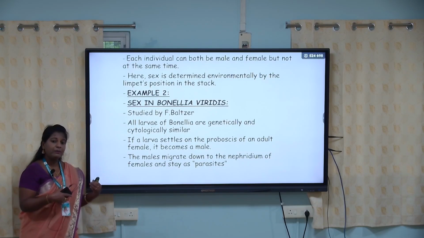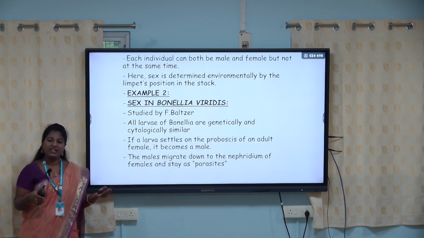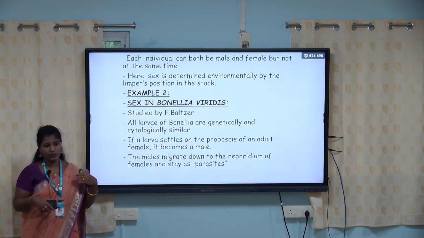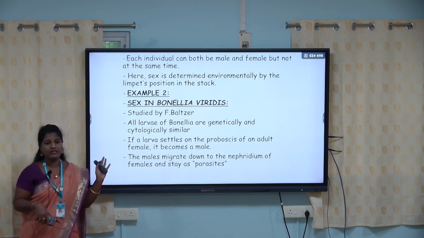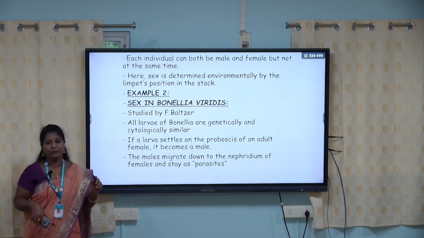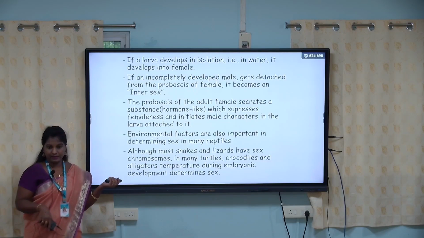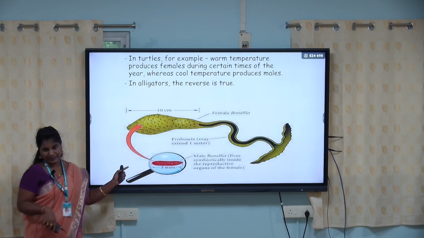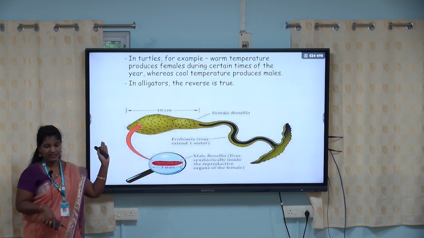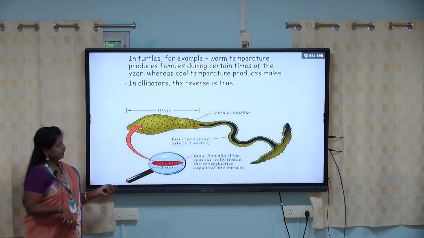When the larva is free swimming in water, it becomes female, and when it comes and settles on the proboscis of a female, it turns into a male. If sometimes, due to certain conditions, the developed male dissociates from the proboscis and leads an independent life, that male will become sterile. So, this is another mechanism of environmentally controlled sex determination. This is the picture of Bonellia, showing the proboscis and where the male gets attached. Everything is clearly given here.